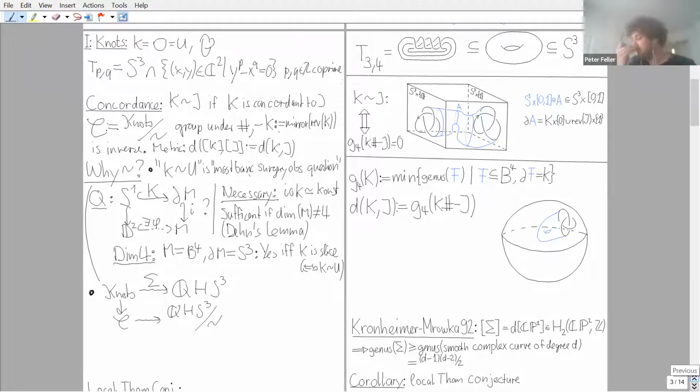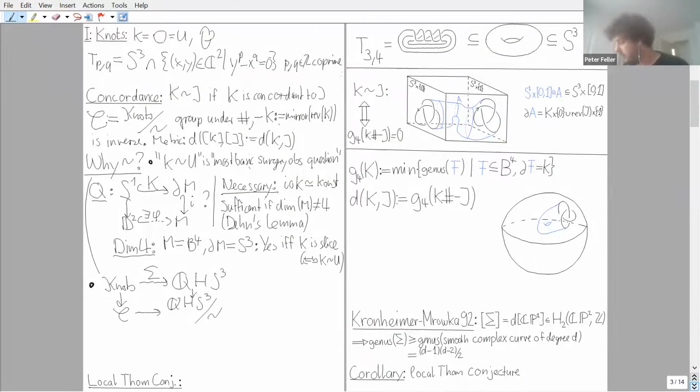So that for me is another reason to think we should study C. So I hope that's enough of a reason for you to care about C. And now I'm going to state the local Thom conjecture. And to satisfy the back row, let me actually give you the more complete statement.